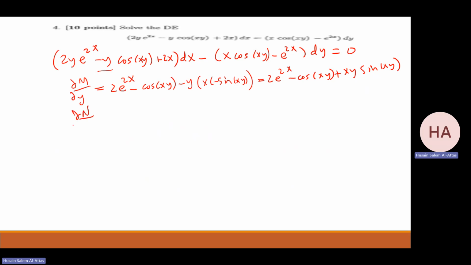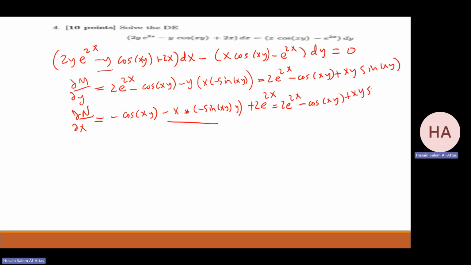Let me check partial N with respect to x. That will be what? Don't forget the minus sign. So I have minus cosine xy. Now do the same here. So I have minus x times minus sine xy times y, minus 2e to x. So it's 2e to x minus cosine xy, that will be plus xy sine xy. So it's exact. Good.